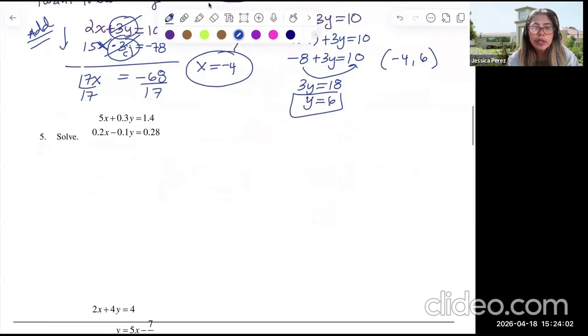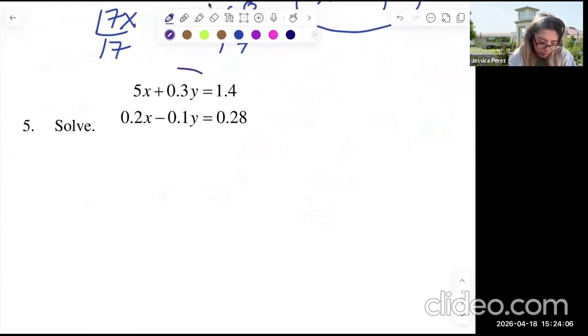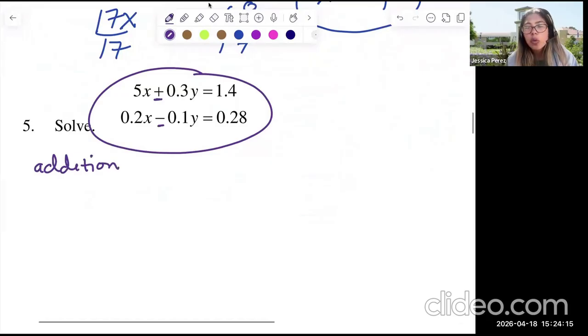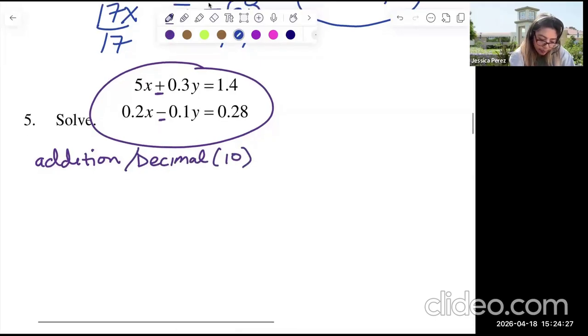Now we are going to do question 5. Before I attempt question 5, I notice that there's a plus and a minus sign. I'm going to use the addition method. Here I'm not specifying which method I want to use, but I'm going to pick addition. But before that, I notice that I have decimals. So that means I'm going to start by multiplying everything by 10. So then I can get rid of the decimals.